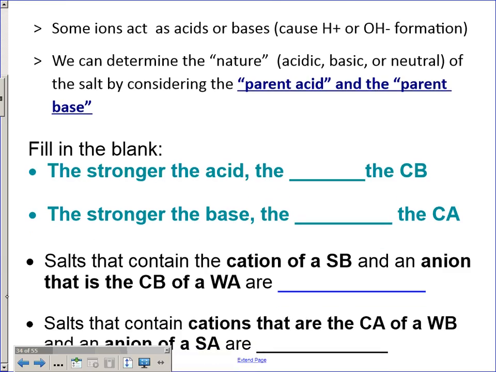So if I have a stronger acid, I'll have a blank conjugate base. Strong or weak? Weak conjugate base, okay? That means that it's not going to highly form the combination of products. Stronger the base, the weaker the conjugate acid. I'm going to keep reinforcing that because that's one of the hardest concepts to keep ingrained in your brain.